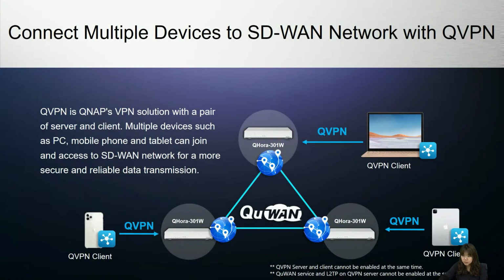You can also enable QWAN with QVPN. This way, when you're outside your office and trying to connect back to the SD-WAN network, you can use QBelt to call back to your QHora-301W and go into your SD-WAN network.